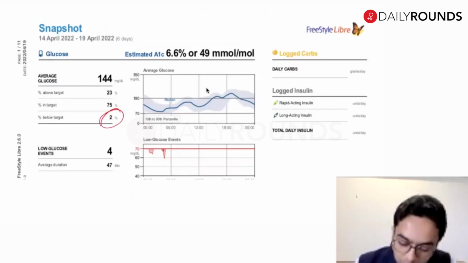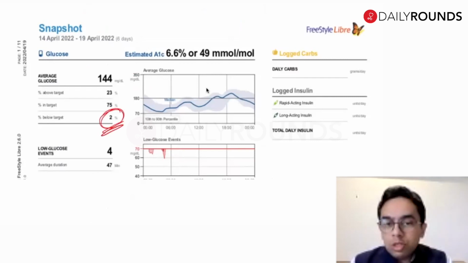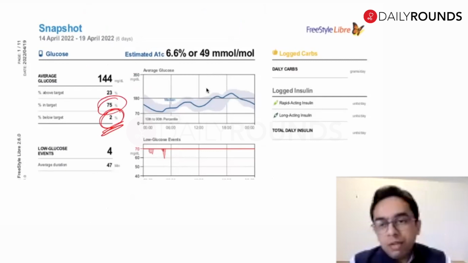So her TBR was coming 2%. So that is not what is recommended. Though the TIR is 75%, that is good, but we don't want her TBR to be more than 1%. That is what the recommendation is.